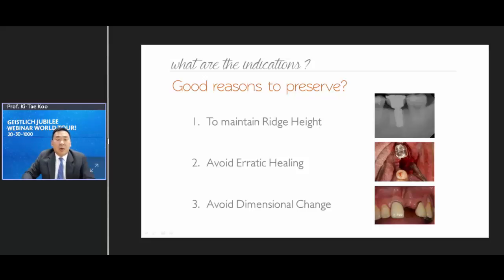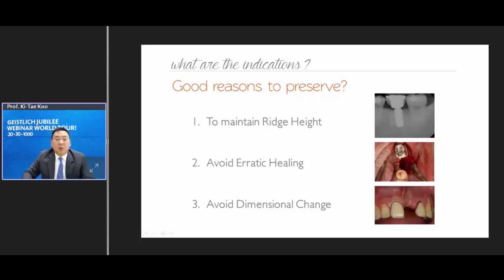That's probably because of the favorable crown-to-root ratio, and also the discrepancy between the implant site and the adjacent bone level. If you have a discrepancy, you would have more food impaction, and this could lead to, I guess, a higher chance of peri-implantitis. So that would be one reason to maintain ridge height.